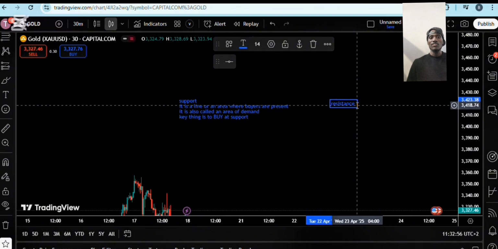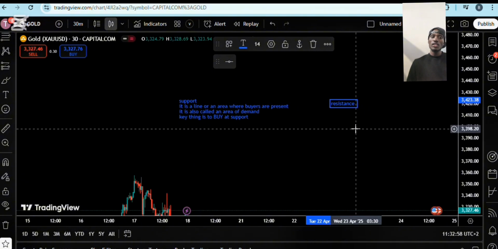Now let's go to resistance. A resistance is actually the opposite of a support. It is an area or line where sellers are in control of the market. At a support, there are buyers, and at a resistance, there are sellers.